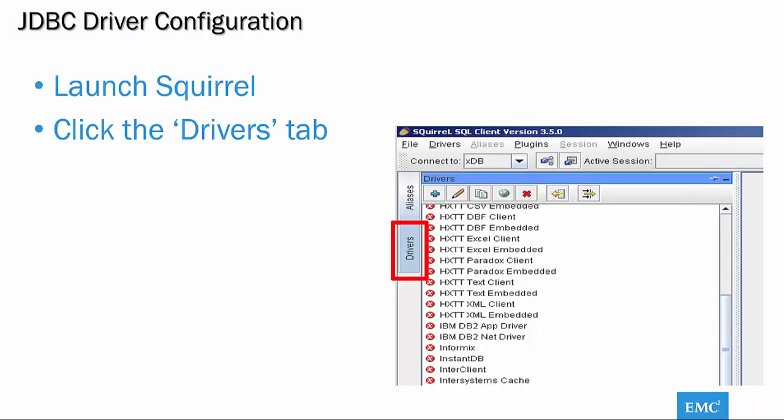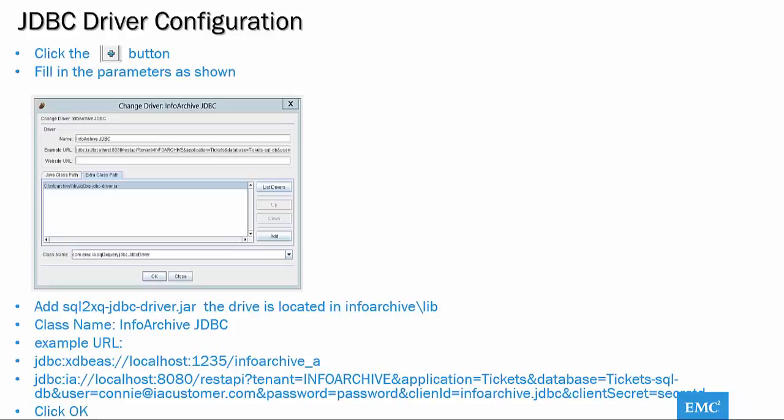Now that you have the Squirrel client installed, go ahead and launch it. Then you'll click the Drivers tab and we'll walk through how to finish configuring the JDBC connection here. Here are the instructions for how you would configure the driver itself. I'll leave this up here just for a second as I talk, but I'm going to flip to the live demo and actually demo the creation of this.